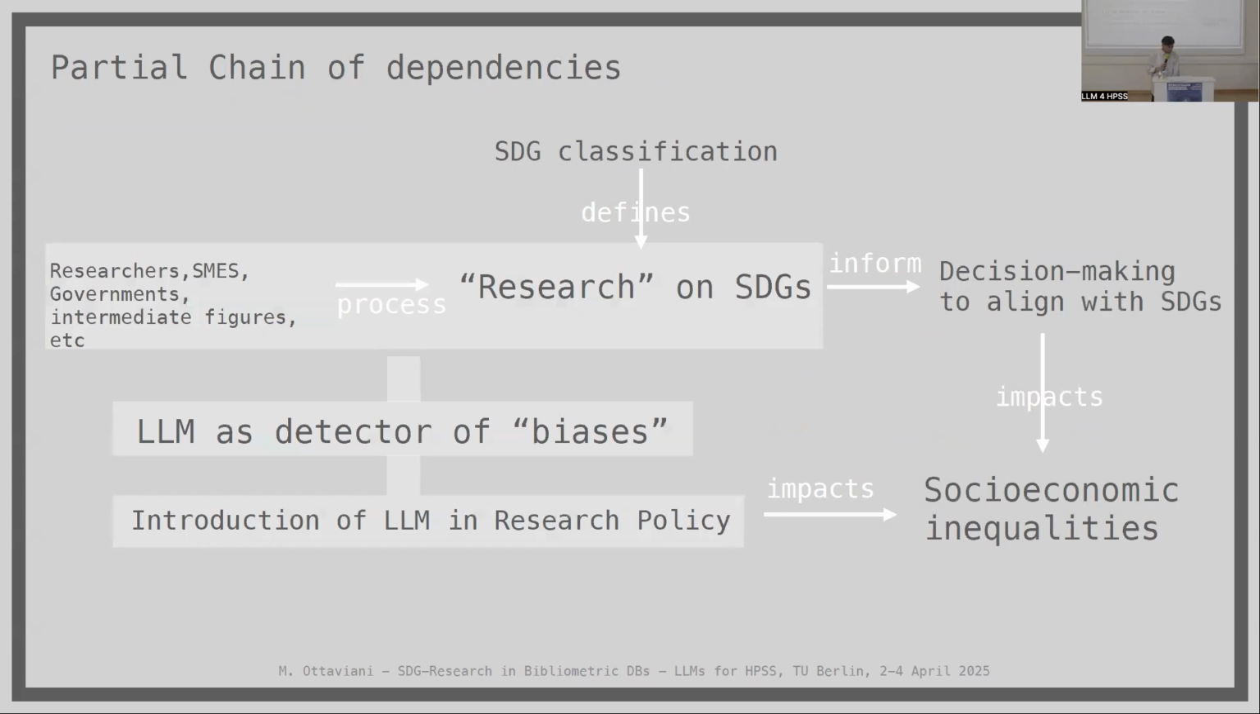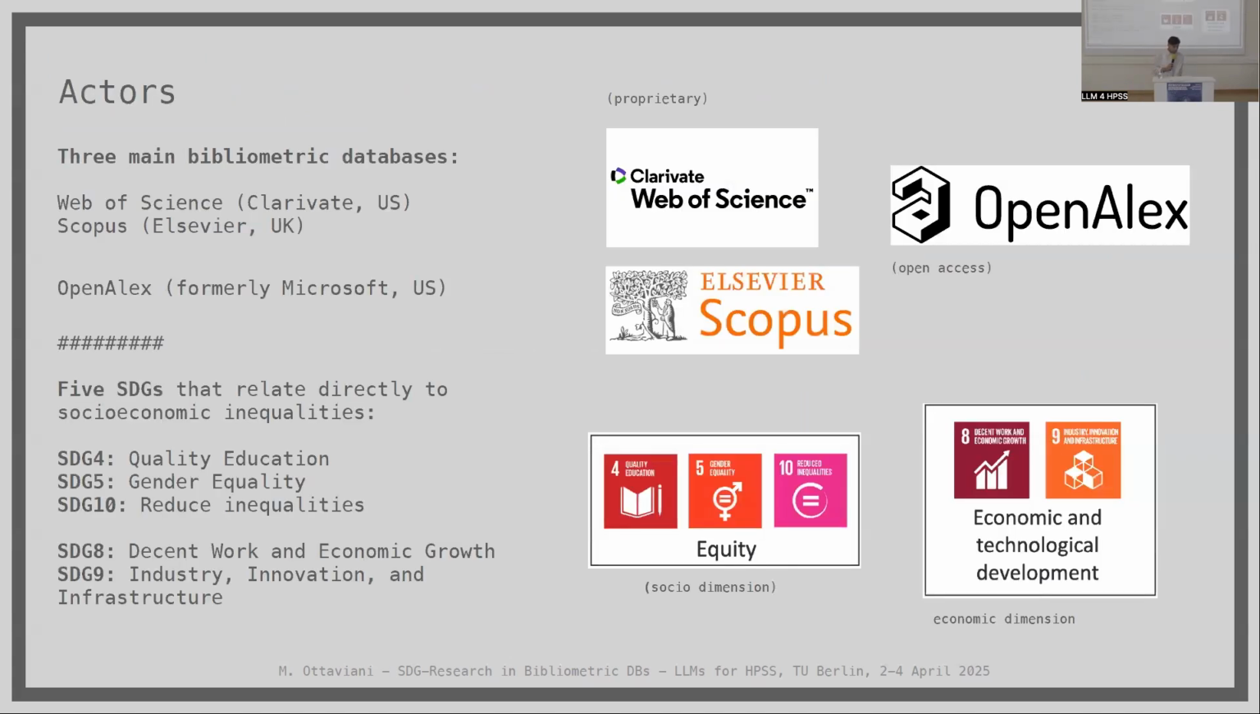And this is very briefly the chain of dependencies that we considered. We're considering the LLM changing the metadata, so what is called research on SDG, and that would then impact many advices, choices, indicators, and measures. The actors that we consider, as I said, are the two proprietary ones, Web of Science and Scopus, and the freshly open source OpenAlex.